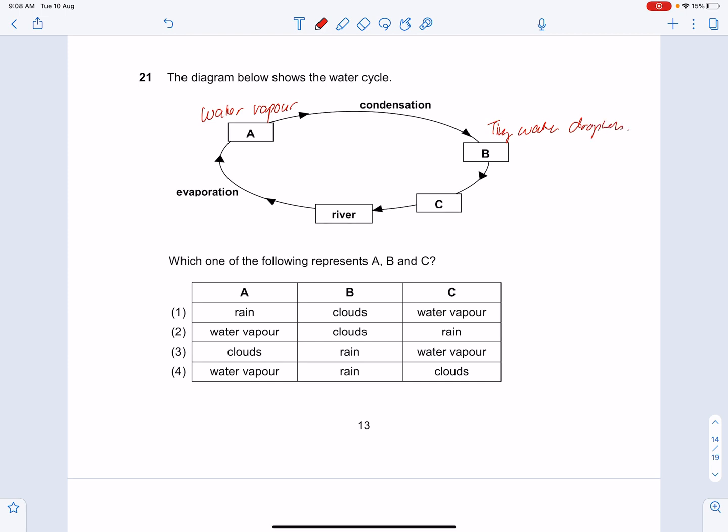Now, there is no process here and it returns back to the river. So in this case, it will have fallen as rain because there's no change in state between these two. This must be rain. So your tiny water droplets over here are actually suspended in the air, also known as your clouds. So with that in mind, we will have already filled in all the blanks and correctly identified number 2, whereby A is your water vapor, B are your clouds, and C will be your rain.